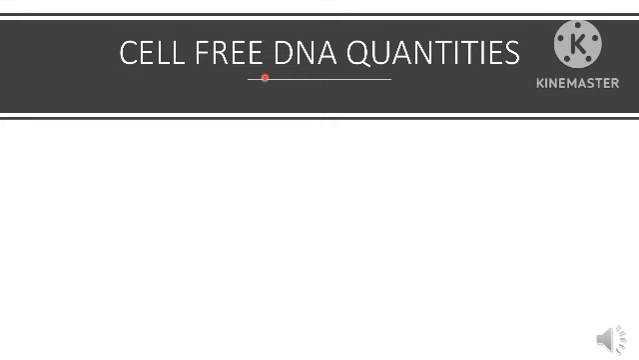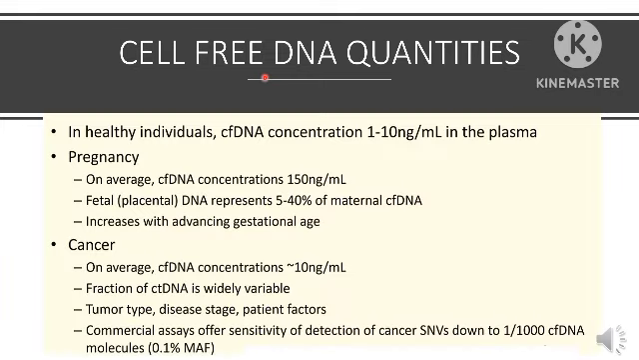Let's see the quantity of cell-free DNA in healthy individuals, in pregnancy, and as well as in cancer patients. First, let us talk about healthy individuals. In healthy individuals, the cell-free DNA, as I said, is mainly from hematopoietic stem cells, which release genomic DNA into the circulation. So it ranges from 1 to 10 nanogram per ml in the plasma. Again, this varies from person to person based on the rate of clearance, phagocytic activity, apoptosis and necrosis which is happening in your body. Everything contributes to your concentration of cell-free DNA.